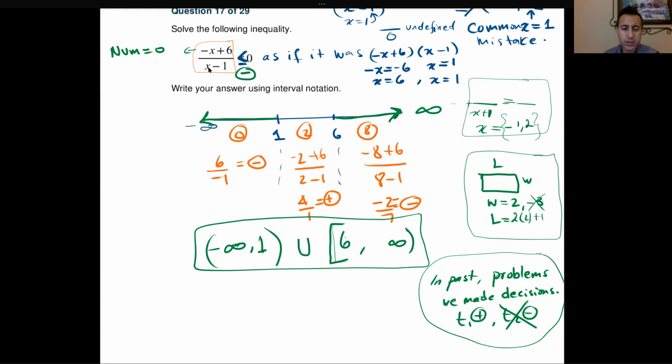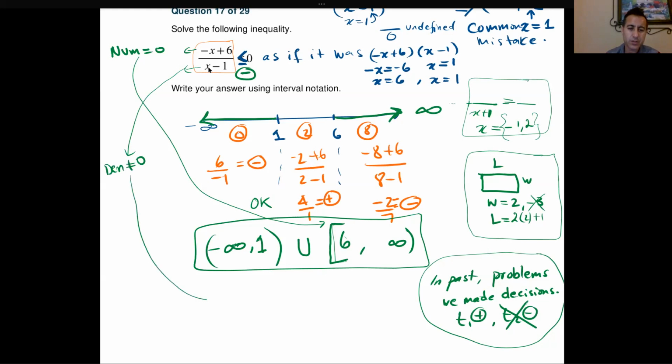-infinity to 1. 1 is excluded. Union 6 included to infinity. Or equal, the numerator can equal to 0. This is okay. So this is okay. The denominator, so maybe we'll come here, say, the denominator cannot equal to 0. This is okay. All right. So I hope this clarifies this thing.